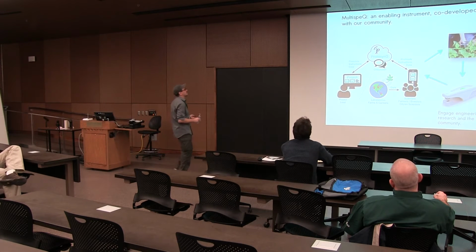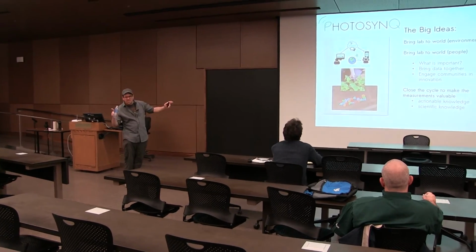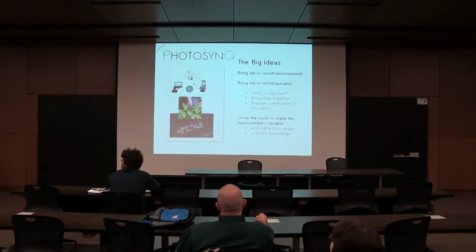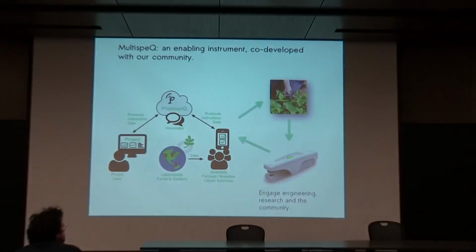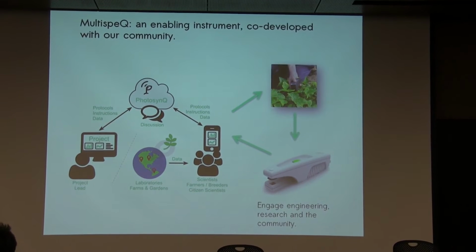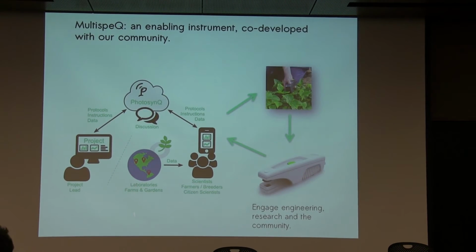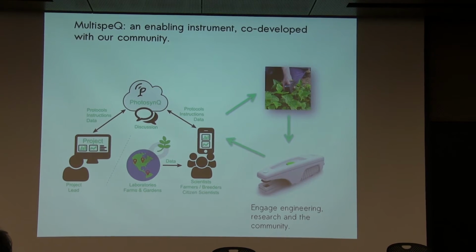Okay, so what is it? The PhotosynQ platform is actually composed of two kinds of things. First, a cloud-based network, like a social network kind of thing. And Greg's going to talk about this in more detail because that's his baby. And it enables communities of researchers, extension agents, farmers, entrepreneurs to communicate science.